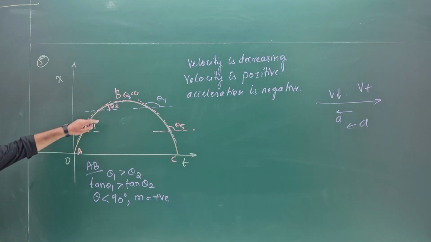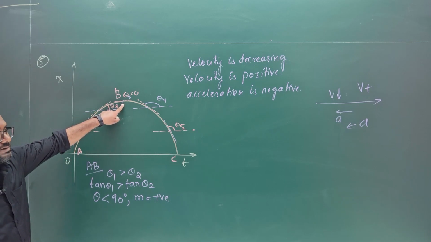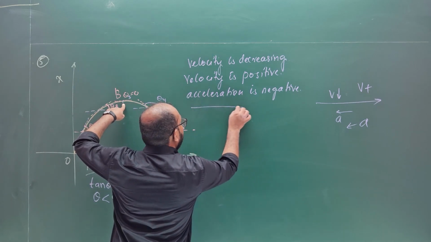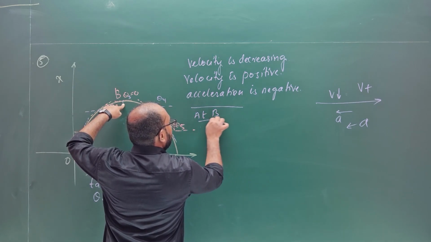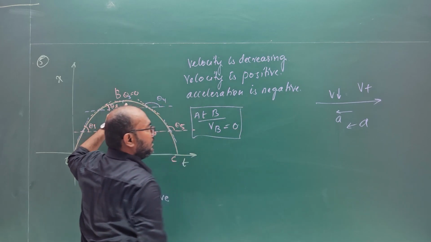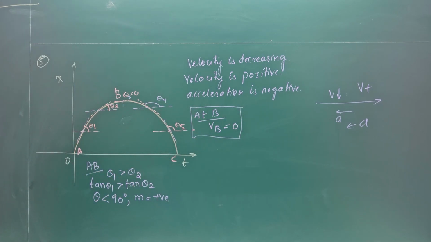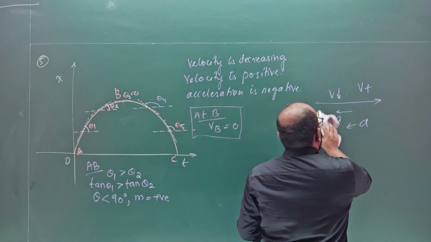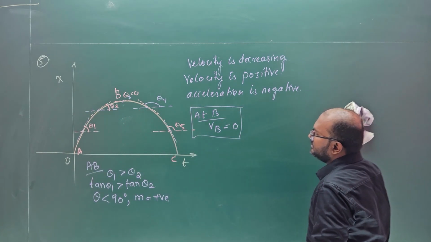Now, at this point, velocity becomes what? 0. Then at B, velocity at B becomes what? 0. Did I get my point across till here? Okay, then now let us find what is happening beyond B, that is B to C.